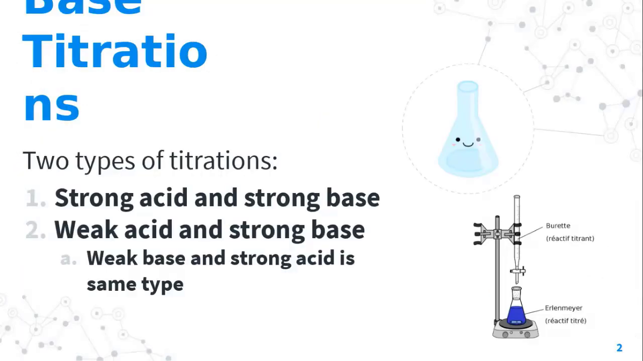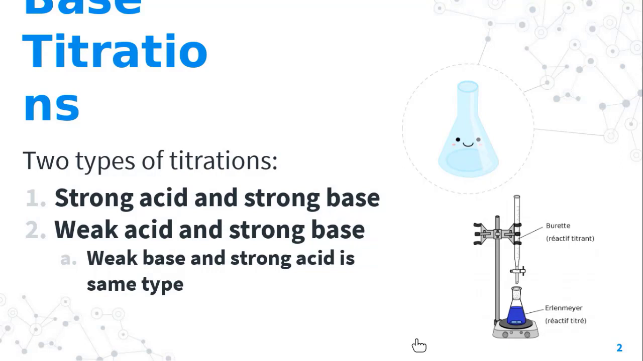All right, so let's go ahead. The formatting is a little weird, but basically there are two main types of titrations that we've got to keep in mind. The first one is strong acid, strong base. Over here to your right, you'll see the layout of what a titration will look like if you've never seen it. So you have an Erlenmeyer flask.